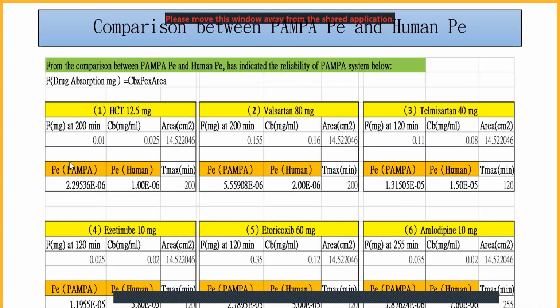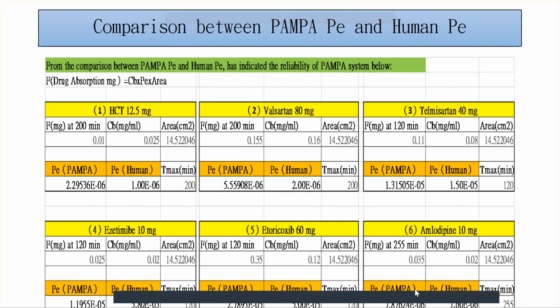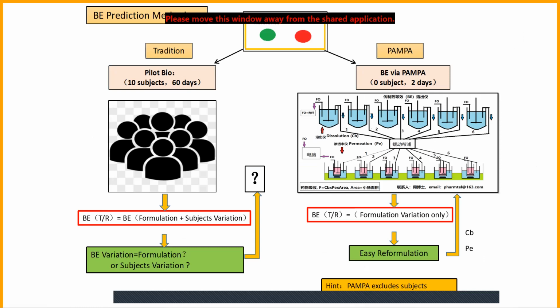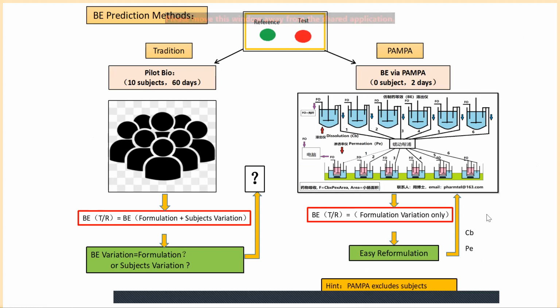That's the PAMPA value. That's the human clinical value. And as you can see, for each of them, they are fairly close. Okay, so that means this system can really help us out in terms of creating the P value. Okay, and from this PPT, what we want to say is the comparison of the traditional way versus nowadays the PAMPA method.